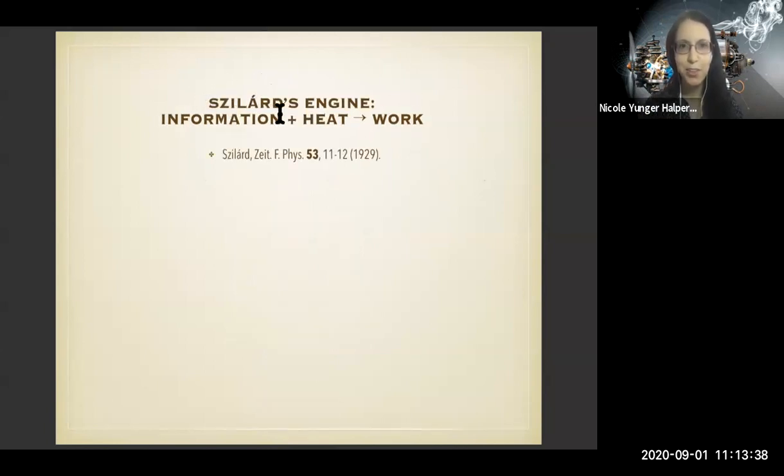Szilard was another great Hungarian physicist of the 20th century. He showed that if you have information, you can use it to turn heat into work. Now, heat is useless energy, it's random, it's not being harnessed to do anything. Work is useful, well-ordered energy that's being used, for example, to power a car or push a rock up a hill.